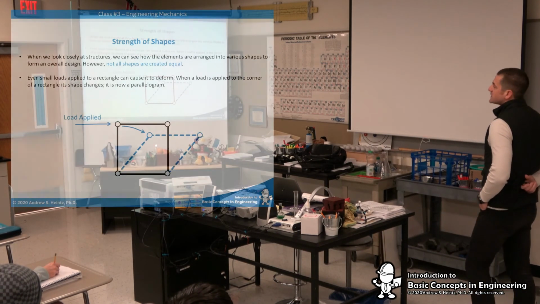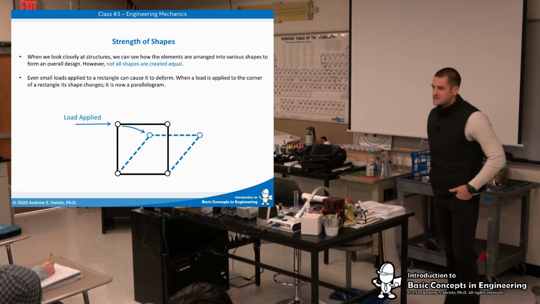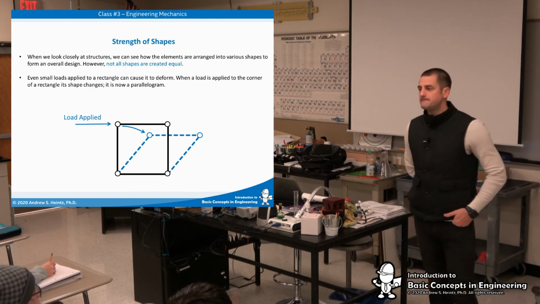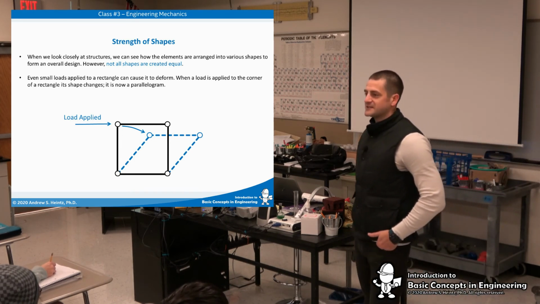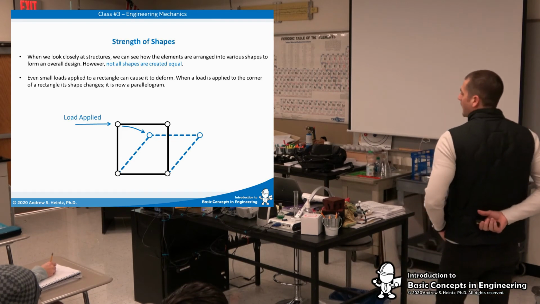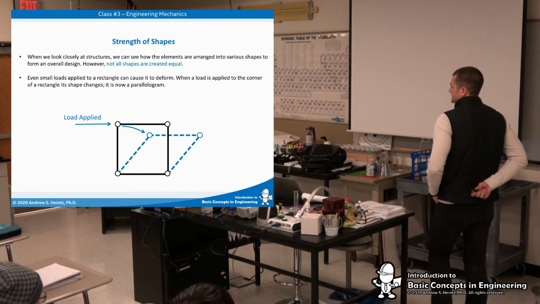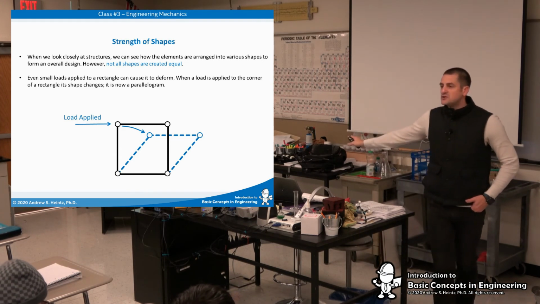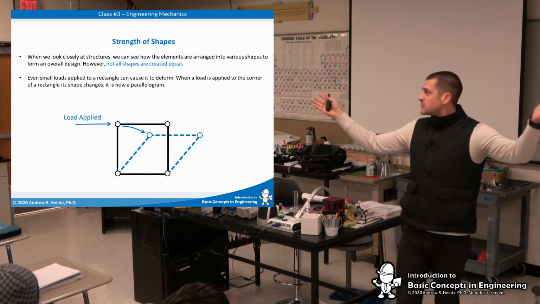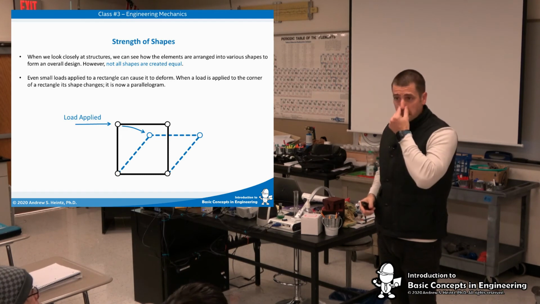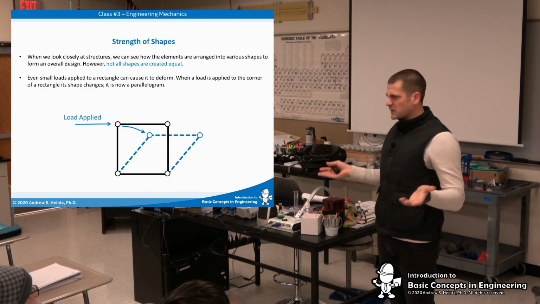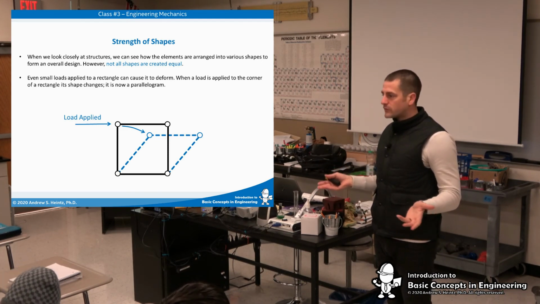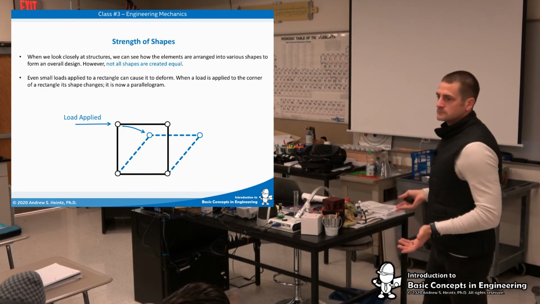All right, so now let's talk real quick about the strength of shapes. Does anybody know what the strongest shape is? Triangle, everybody knows that one, right? You probably learned that one in grade school. But I want to talk about it from an engineering standpoint. When we look closely at structures, we can see the elements are arranged into various shapes, right? If we look around this room, what's the one we see most commonly? Rectangles, squares, parallelograms, right?